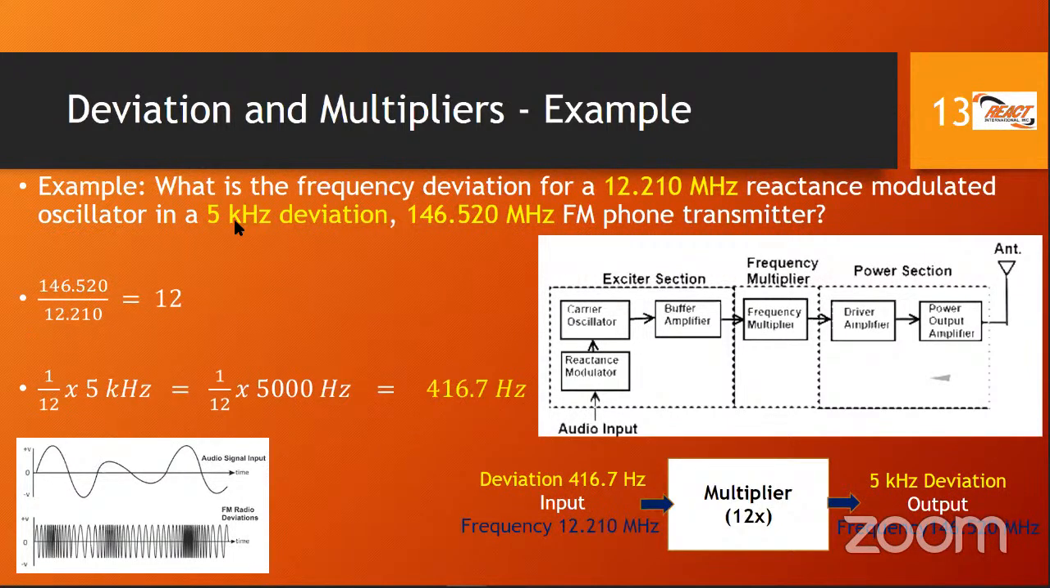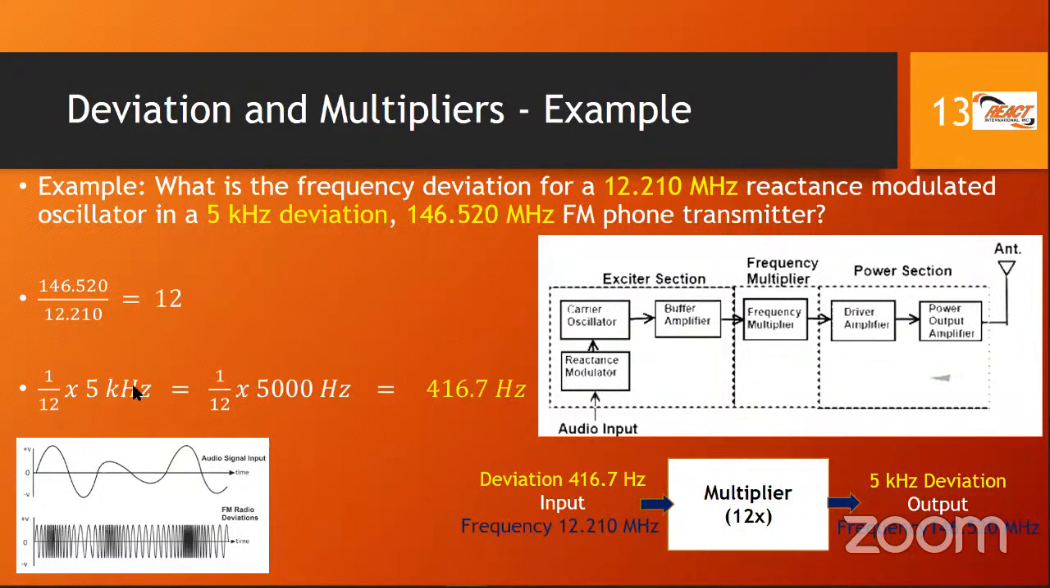So notice, we said that we want to end up with a 5 kilohertz deviation in the output. So we need to work backwards and figure out what deviation we need to put in the input, knowing that the multiplier is 12. Whatever deviation we put in, it's going to multiply it by 12. So we begin with the end in mind: we want to end up with a 5 kilohertz deviation. That's what we need for our FM signal. And we need an input such that when it's multiplied by 12, we end up with 5. So we do that calculation. We take 1/12 of 5.